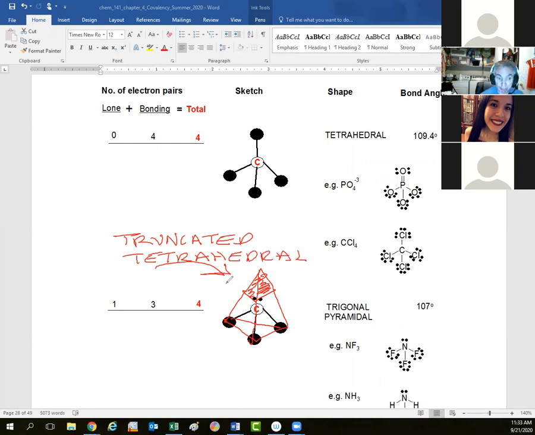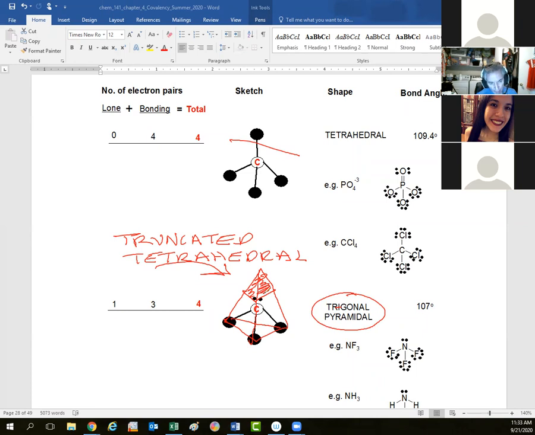Frankly, it's a term I prefer. I think it's more descriptive of what's going on because we've sawn off or truncated off the top of the molecule. So it's sometimes referred to as truncated tetrahedral, although in America, you're more likely to hear trigonal pyramidal. Either term is fine with me.